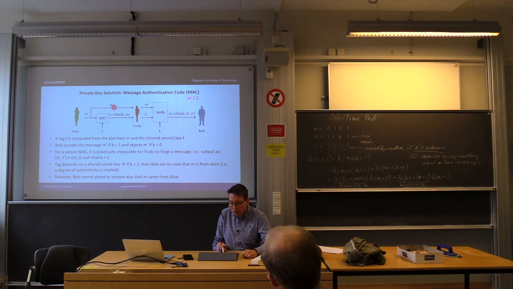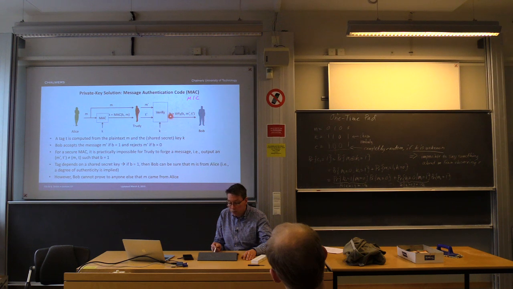So Trudy can read M and T, the plain text and the tag, and then modify that to M prime and T prime. And then what happens? Bob has an algorithm called verify, which looks at M prime and T prime together with K and outputs a bit, B. So B is the verify algorithm working on K, the shared secret, M prime, the bits it received, and T prime, the tag bits it received.